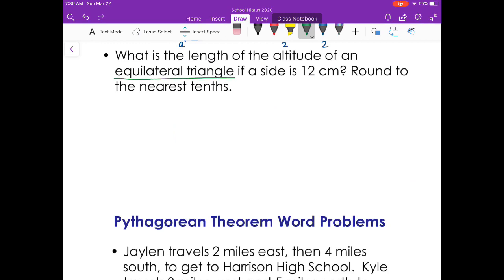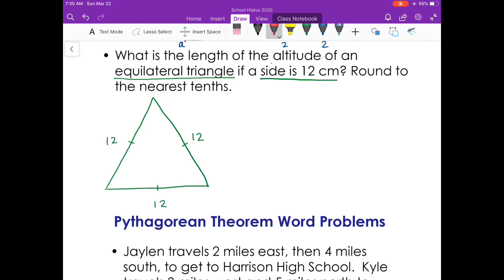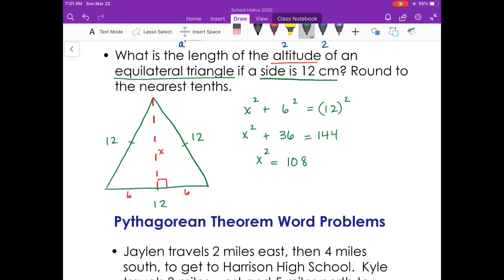For the next example, we're looking for the length of an altitude of an equilateral triangle. We'll draw a triangle with congruent sides, and the side length given is 12. An altitude is a line segment that is perpendicular to one side of a triangle and passes through the opposite vertex of the triangle. In an equilateral triangle, an altitude bisects the base. Using the right triangle we've created with the altitude and half of the base, we can solve using the Pythagorean theorem for the altitude length.